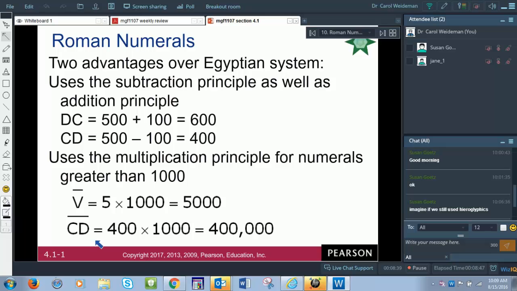Here's another example. So if we wanted to have 400,000, we already said up here this was 400, so if I put a line over top of it, I multiply by 1,000 and that becomes 400,000. So now I've only got 2 symbols to represent a pretty big number. Again, in hieroglyphics, what would you have had here? You would have had 4 tadpoles. So we're making the system a little bit more efficient.